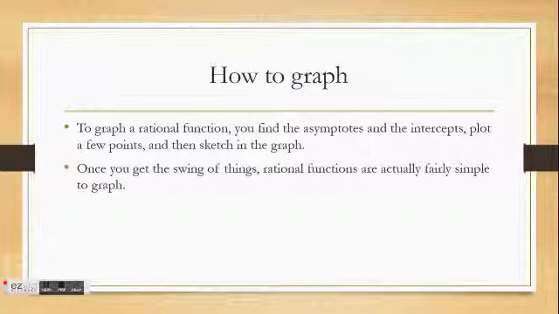To graph rational functions, you find the asymptotes and intercepts, plot a few points, and then sketch in the graph. Once you get the swing of things, rational functions are actually fairly easy to graph. I will not teach you how to find the asymptotes in this lesson. That is a different lesson.